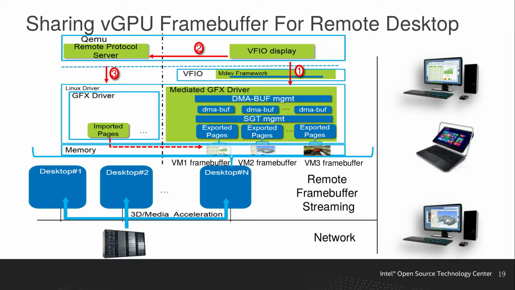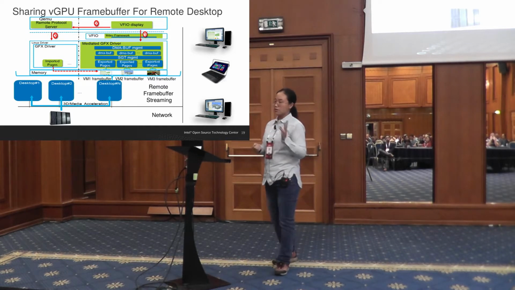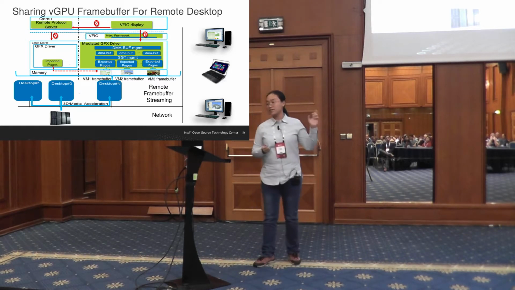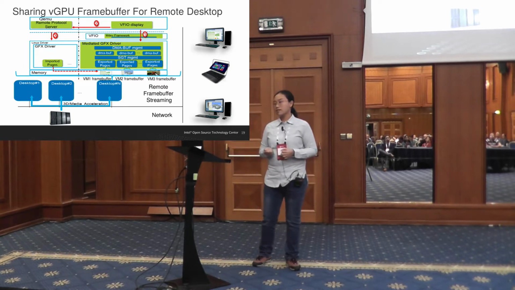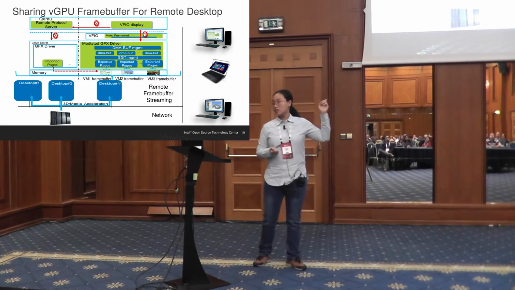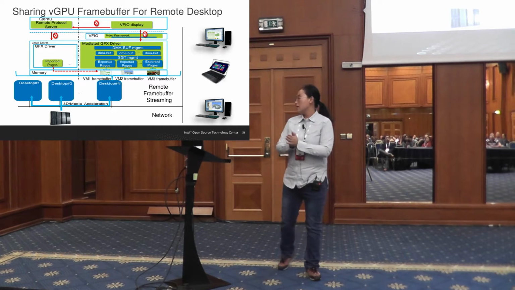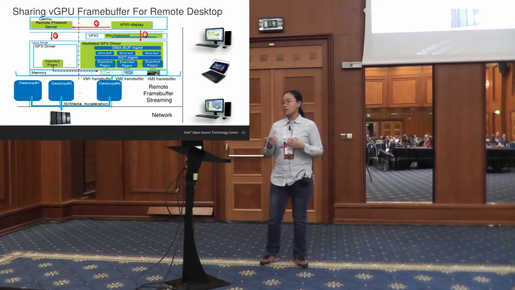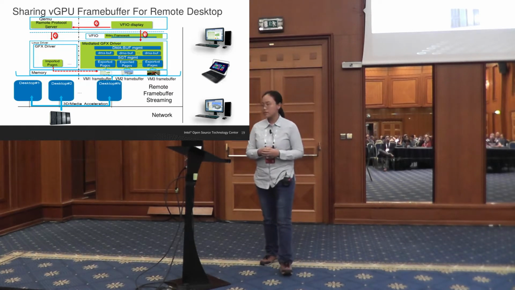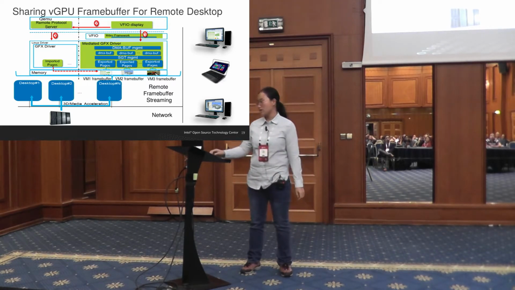So then let's come back to our usage scenarios. In the remote desktop, with the help of this mechanism, Qemu can get a DMABuf file descriptor of the exposed guest frame buffer. Then it passes it to the remote protocol server, for example, SPICE. With the file descriptor, the remote protocol server can directly access the exposed guest frame buffer and stream it to the remote clients.